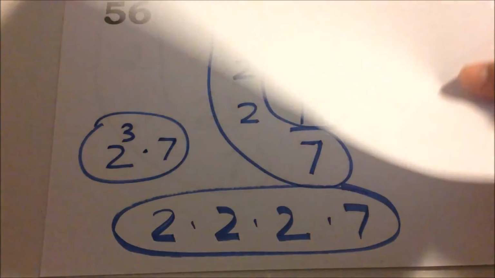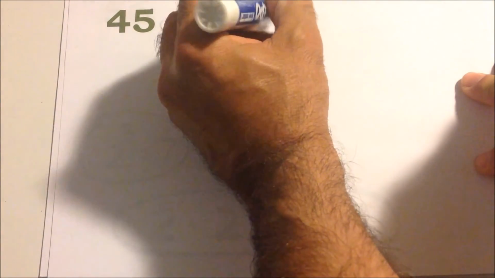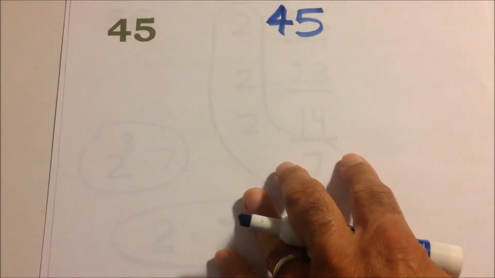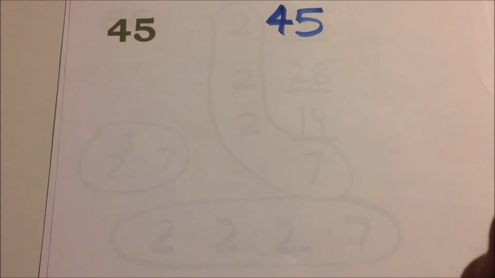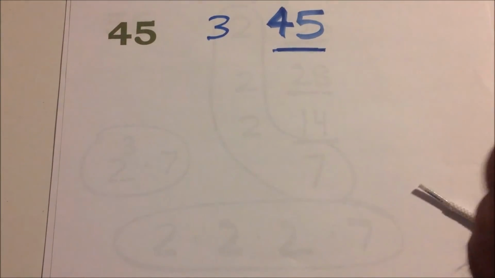Okay, let's do another one now. Try this on your own. Pause the tape. Use the division ladder method to get the prime factorization of 45. Okay, so again, put the 45 there. You want the lowest prime number. It's not 2. 2 doesn't go into 45. 5 goes into 45. But 3 also goes into 45. 5 plus 4 is 9. 3 goes into 9. Remember the divisibility rules. So 3 will go into 45. So take it from there.